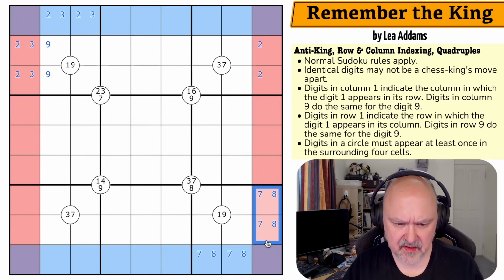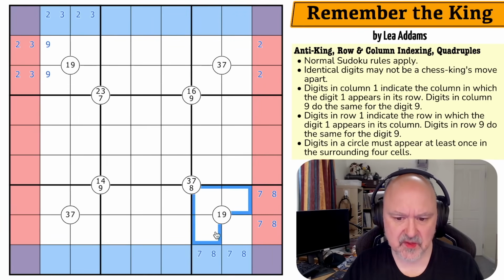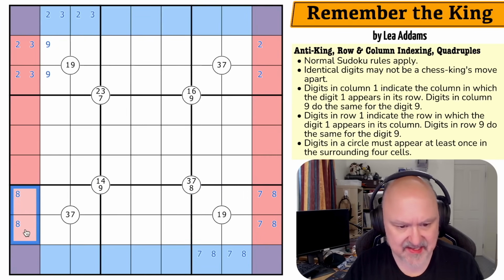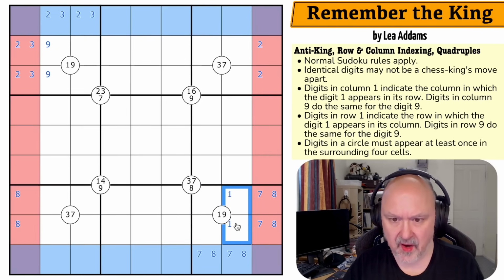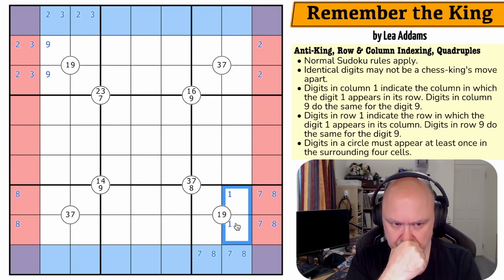And down here, the 1 is indexing one of these, which means I need to put a 7 or 8 here, and I can't put a 7. So there's an 8 in one of those two and a 1 in one of those two.